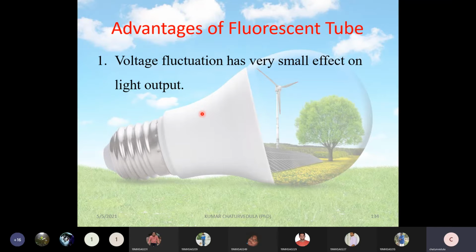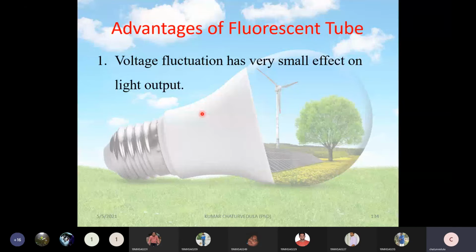Okay, so voltage fluctuation does not affect the output light. You don't find any variations in the output light because of the presence of the starters. Nowadays, there are also tube lights without starters coming.